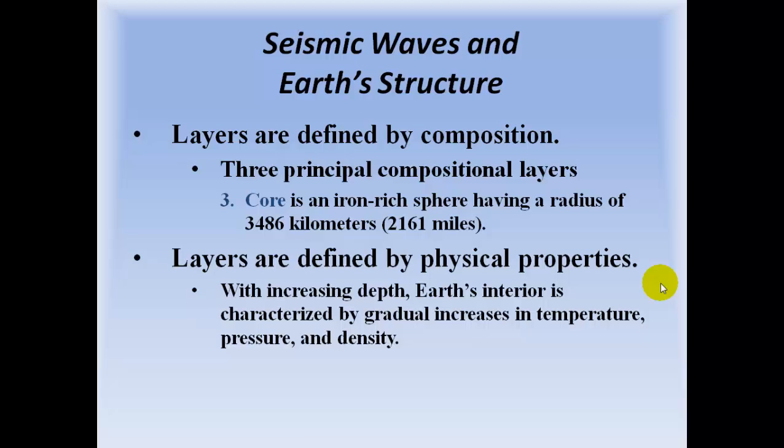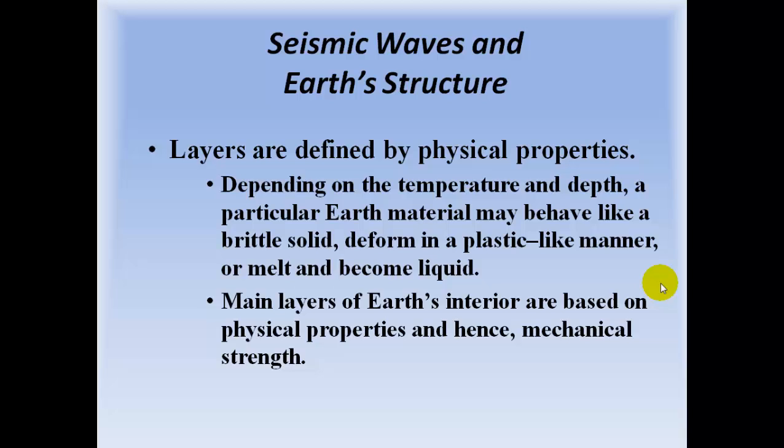Now, when you define the layers by physical properties, then you get 4 layers. With increasing depth, the Earth's interior is characterized by gradual increases in temperature, pressure, and density, and that's going to change the physical properties of each of the layers. Depending on the temperature and depth, a particular Earth material may behave like a brittle solid, deform in a plastic-like manner, or melt and become a liquid. The main layers of Earth's interior are based on physical properties and hence mechanical strength.